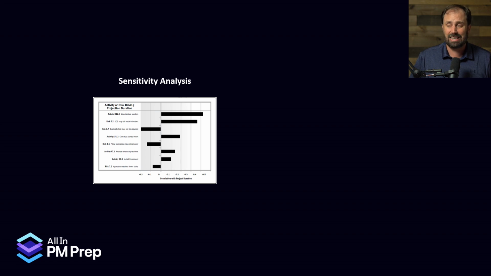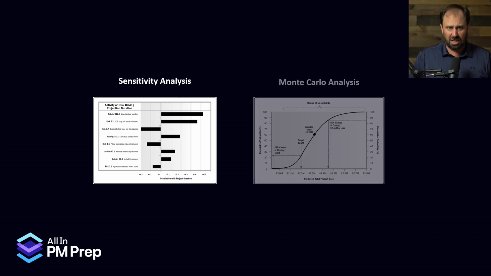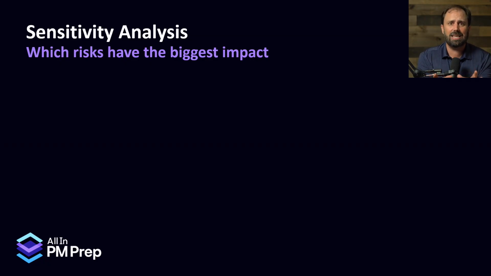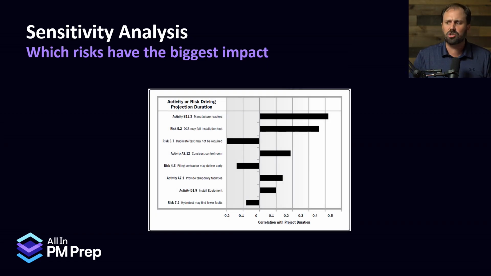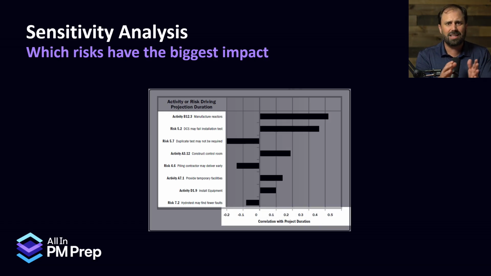One is called sensitivity analysis, and the other one is called Monte Carlo analysis. Let's jump into sensitivity. Sensitivity analysis really asks which risks have the biggest impact. So it kind of looks like this. Here's a good example. On that left side, those are all the risks and opportunities. On the bottom, it shows how each risk is correlated to an output. In this one, it's talking about duration or schedule. Like if a risk happens, what happens to the schedule? Good or bad, okay? Let's play an example out.